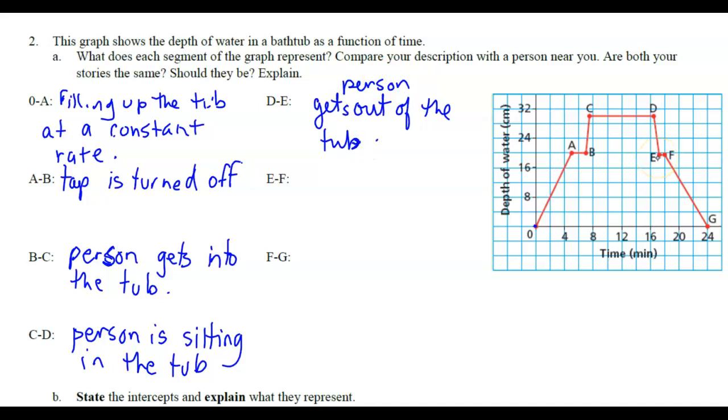Then they wait for a couple of, how long is this? Probably that's like a minute. And then they wait a minute and they pull the plug in the tub. So E to F, they're probably drying off. So waiting a minute, toweling off, and then pulling the plug for the water to drain.